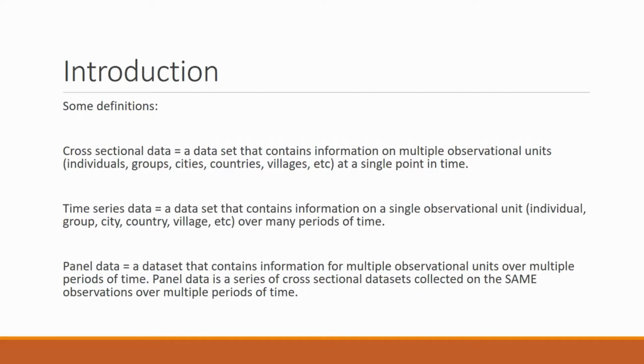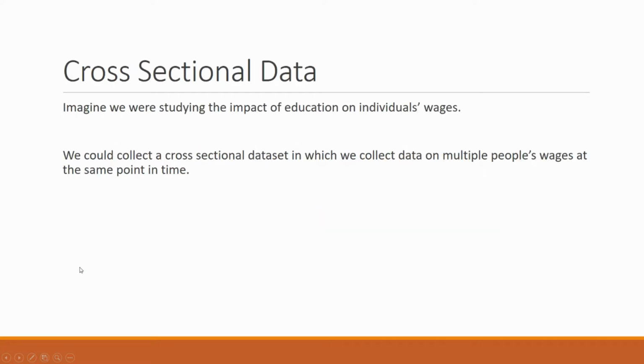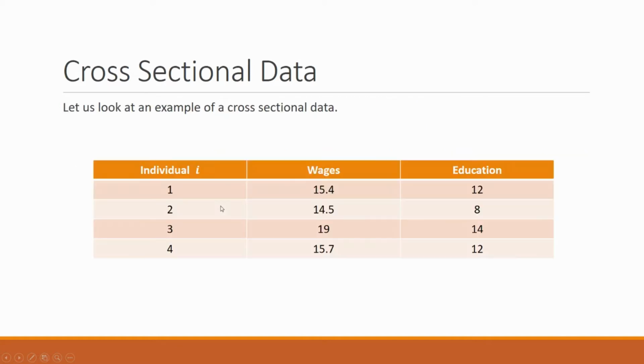But now to drive this point home, let me just try to make sure that it's clear what I'm talking about when I talk about these different kinds of data. Specifically, I want to talk about what cross-sectional data looks like and what panel data looks like. Okay, so we'll just use an example. Imagine we're studying the impact of education on individuals' wages. We could collect a cross-sectional data set in which we collect data on multiple people's wages at the same point of time.